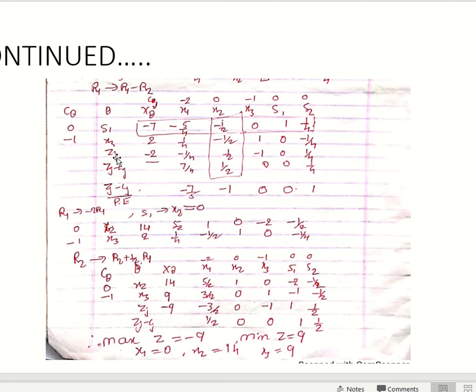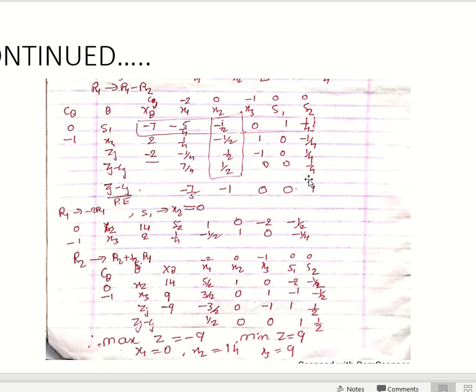After finding the Zj value, now find Zj minus Cj. That is, minus 1 by 4 plus 2, we are getting 7 by 4. Next 1 by 2 minus 0, that is 1 by 2 only. Minus 1 plus 1, that is 0. Now 0 minus 0, 0. 1 by 4 minus 0, that is 1 by 4.